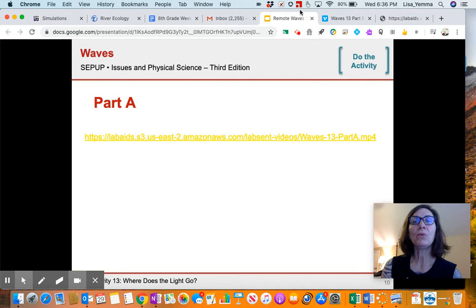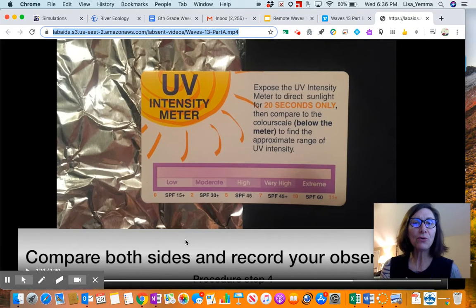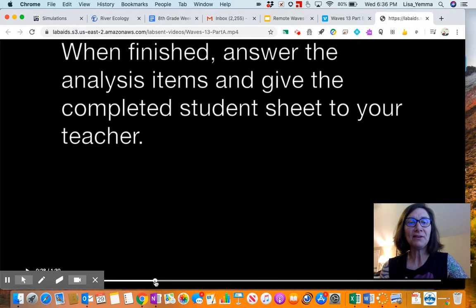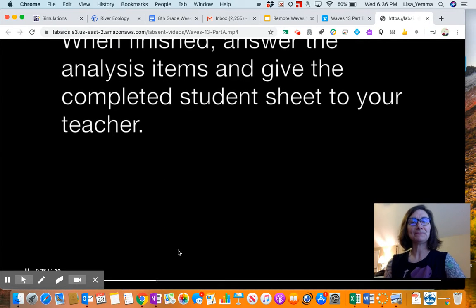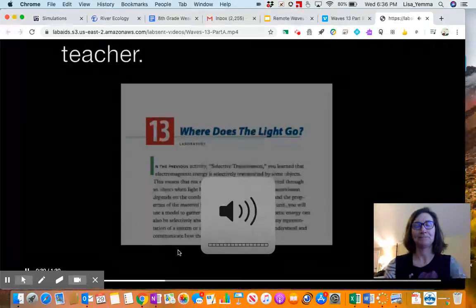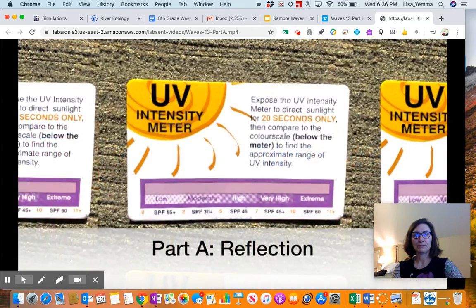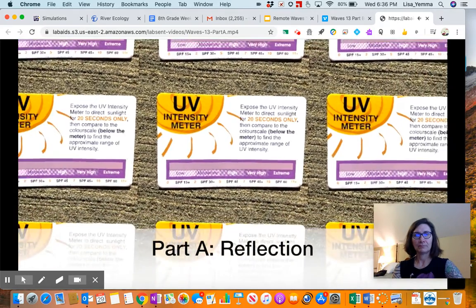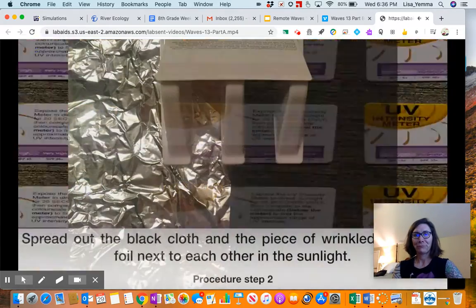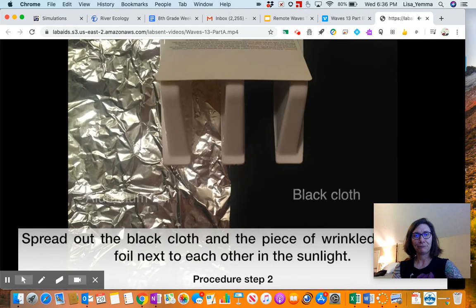Part A, we're going to watch this short video, and I'm going to go back and pretend that you didn't see that. Answer the analysis items and give the completed student sheet to your teacher. Activity 13, where does the light go? Part A, reflection. Spread out the black cloth and the piece of wrinkled aluminum foil next to each other in the sunlight.